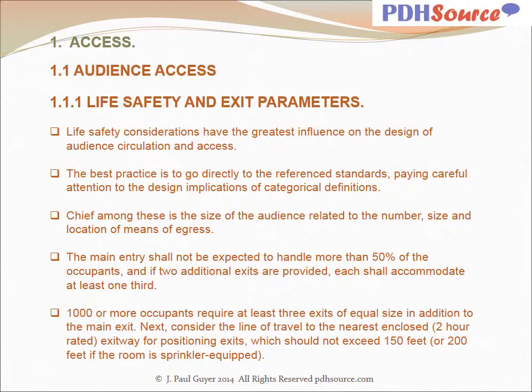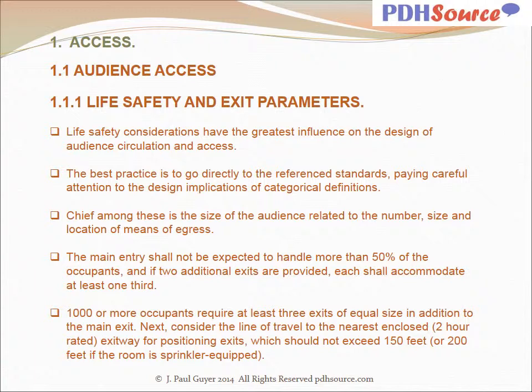egress. The main entry shall not be expected to handle more than 50% of the occupants, and if 2 additional exits are provided, each shall accommodate at least 1/3. 1,000 or more occupants require at least 3 exits of equal size in addition to the main exit.